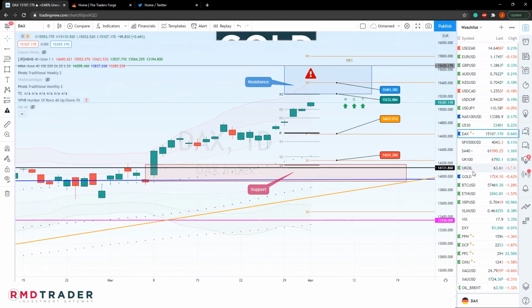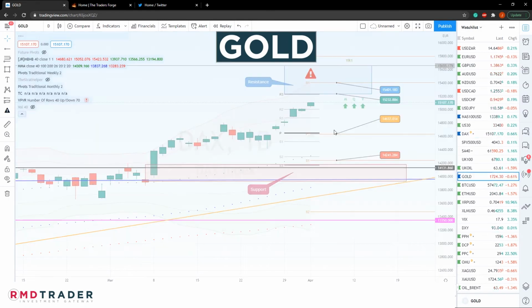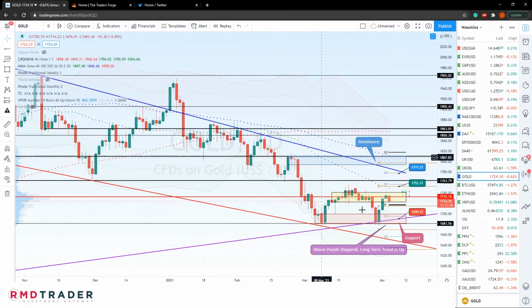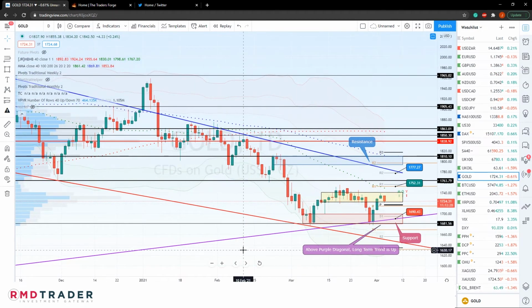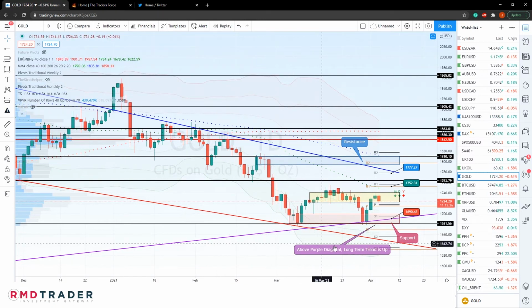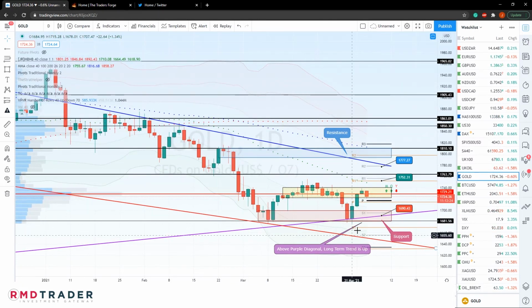Moving on now to gold. If we look at gold, we can see that price has found some support from that purple diagonal, which is the long-term trend. It does appear to resemble a double bottom at this stage. However, it's not unlikely that we can see price come down to retest that level again. So I have support at 1,690. The swing level is sitting at about our monthly R1, coinciding with that daily 50 SMA at about 1,750.